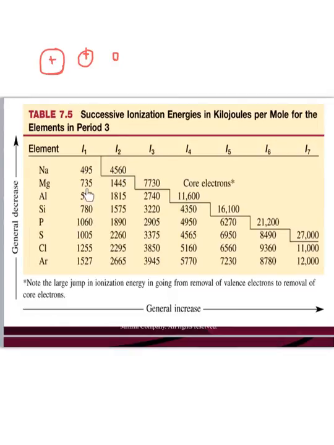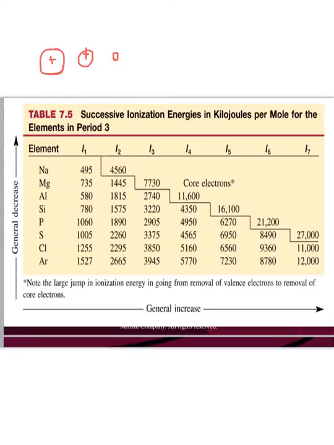All right, now let's take a look at magnesium, which is in group 2. Well, what charge does magnesium like to form? A +2 charge. So it wants to lose 2 electrons. Okay, it loses its 2 electrons, but it doesn't want to lose the third. All right, look at the huge jump there in energy.